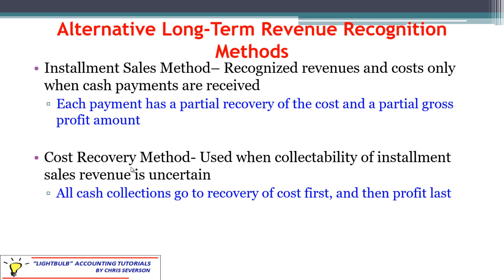However, in that same situation, if there is risk that you don't know for sure if you're going to even collect all the revenue, in that case, we might use the cost recovery method instead. And what that would basically mean is that all cash collections are going to go to the recovery of cost first. In other words, we're not going to record any profit until we're 100% sure we've covered all of our cost. And then in those later periods, we'll be reporting the profit at that point. So we'll have different discussions on these two methods, but I just wanted to bring this up in the overall discussion of the long-term revenue recognition methods in general.